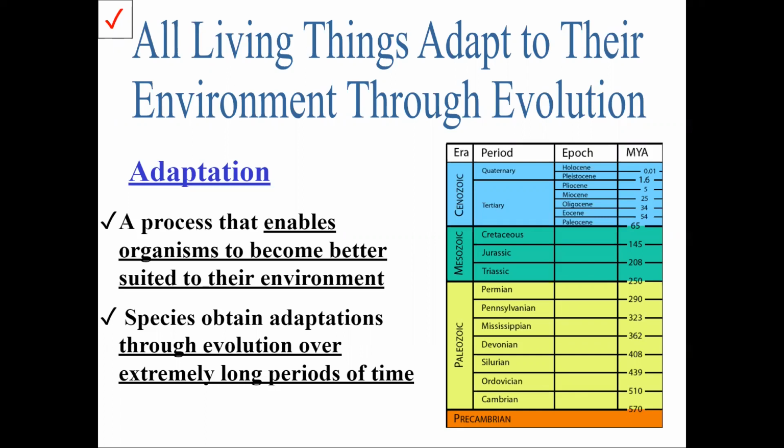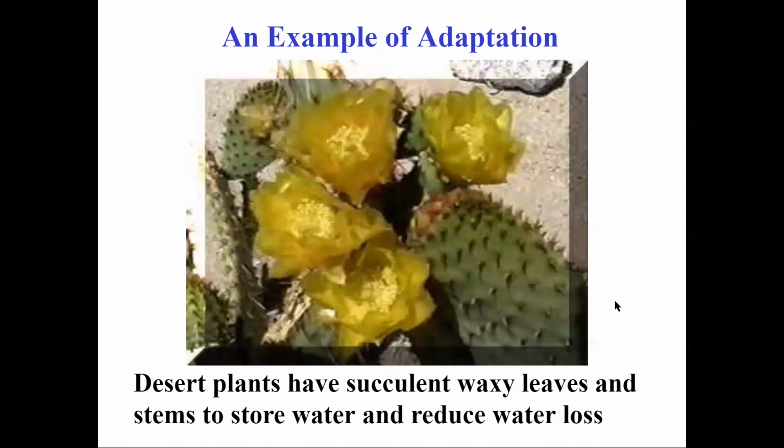An example of an adaptation is a cactus, right? These desert plants have very succulent and waxy leaves and stems to store water and reduce water loss. If you look at the fruit of these cactuses, they're filled with water. They're really, really juicy. This is because it can store the water in its fruit for the later seeds that are going to come from the fruit. This is really important because, in the desert, these seeds are going to have no water. So it's important that the fruit contains a lot of water.